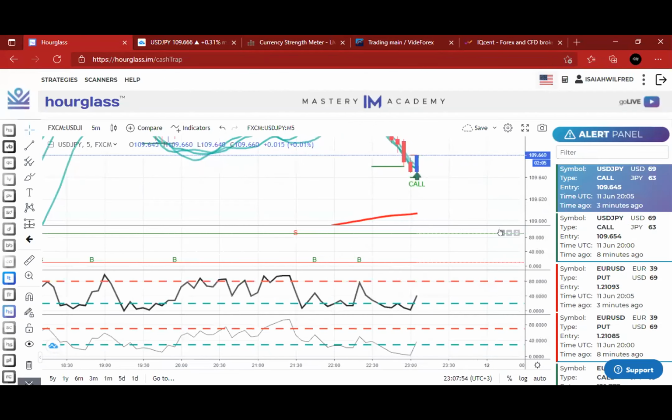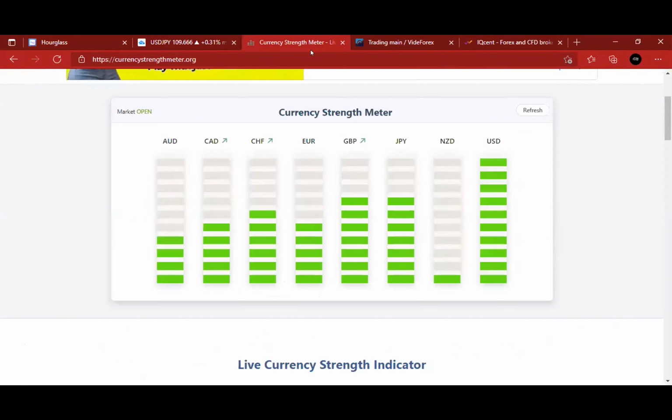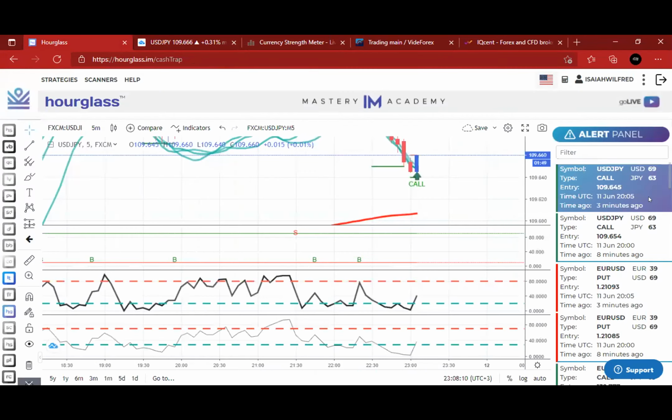So still following your currency strength meter and everything, your point system. Can you guys see? Okay, yeah, you can actually see. So still following the currency strength. Remember what I told you, comparing with this, you see how the USD is bigger than JPY. So here, let's count the points. Currency strength meter is doing what?